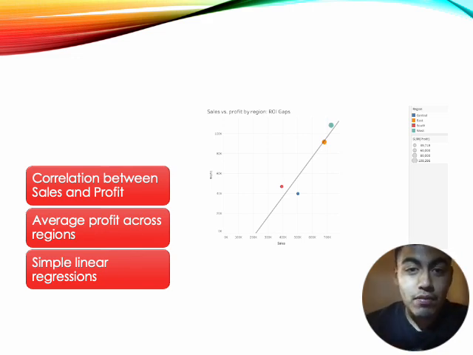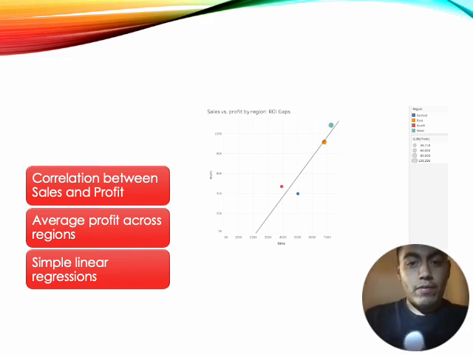Each point represents a region, with its position indicating the total sales on the x-axis and the total profit on the y-axis, while the size of the point reflects the profit magnitude. The trend line shows an expected linear relationship between sales and profit, and regions deviate from this line to various degrees.